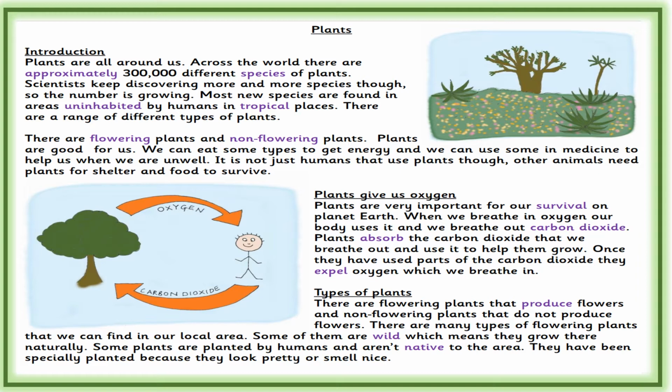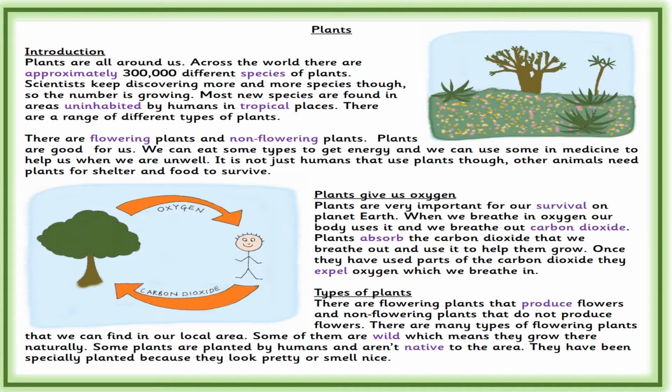Plants give us oxygen. Plants are very important for our survival on planet Earth. When we breathe in oxygen, our body uses it, and we breathe out carbon dioxide. Plants absorb the carbon dioxide that we breathe out and use it to help them grow. Once they have used parts of the carbon dioxide, they expel oxygen, which we breathe in.